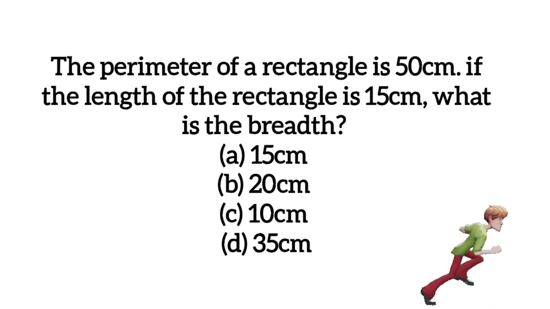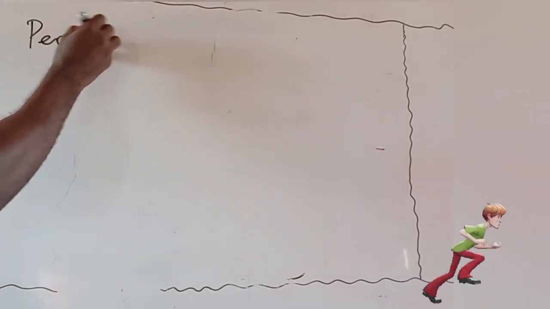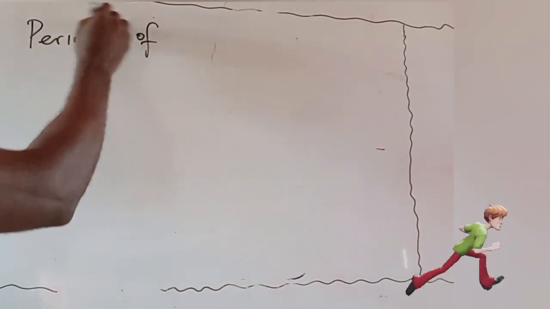The perimeter of a rectangle is 50 centimeters. If the length of the rectangle is 15, scholars, what is the breadth? I know you know this one. Let's go. Now, when you talk of perimeter, it will be equal to 2, open the bracket.